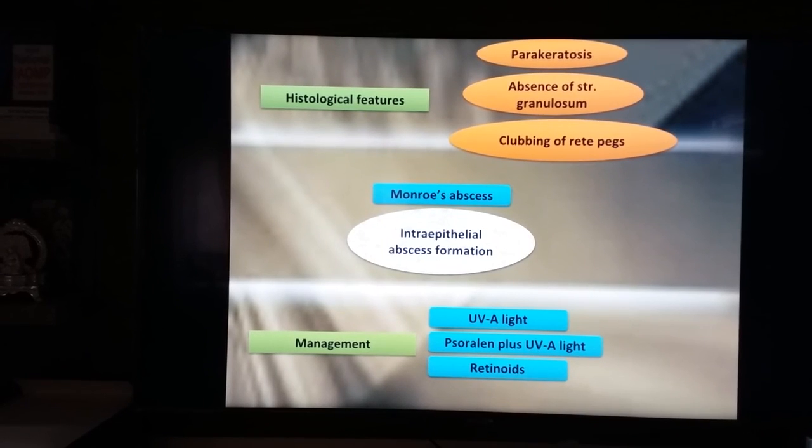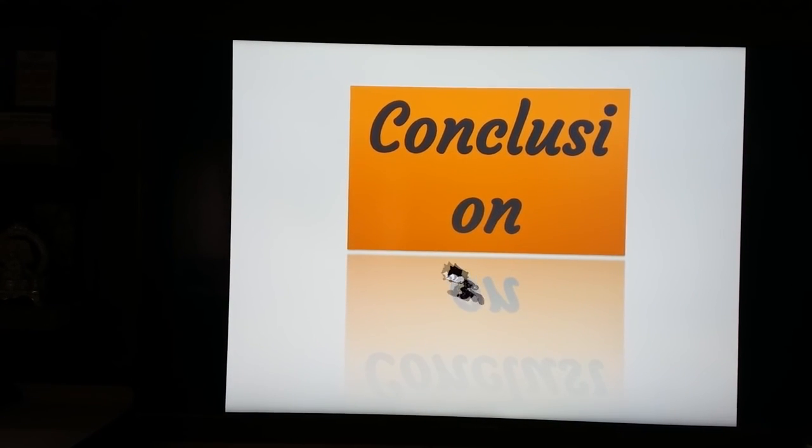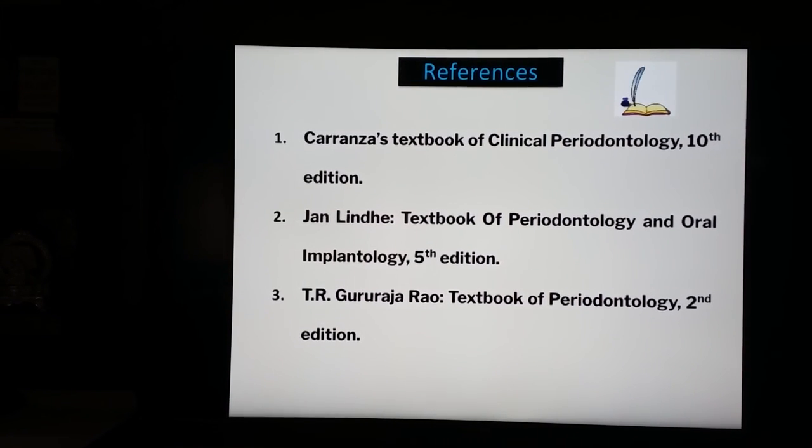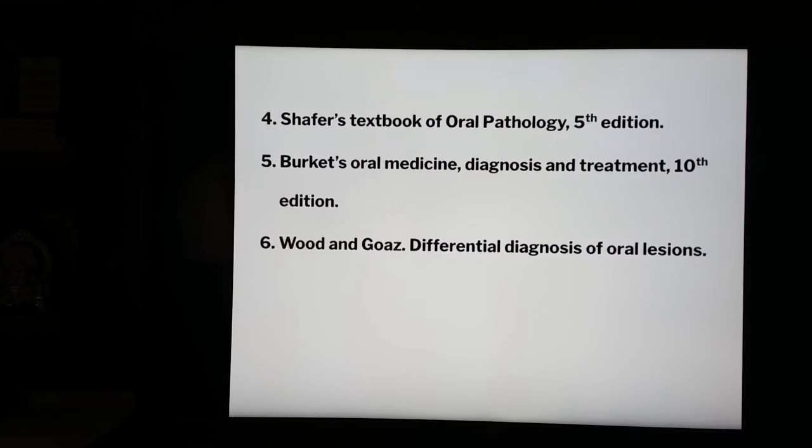Now, well, something about the conclusions, we can notice that these are all the lesions which we have taken from different textbooks, and we have given a presentation.